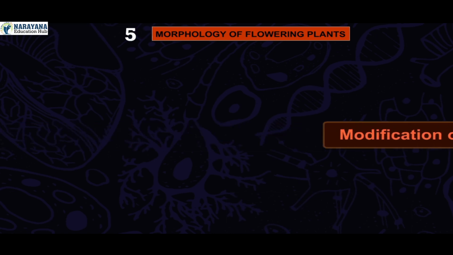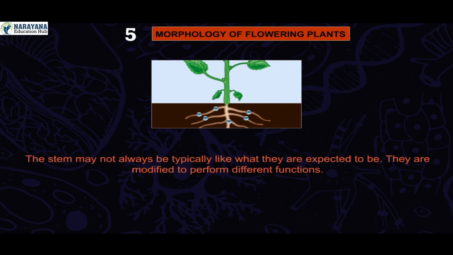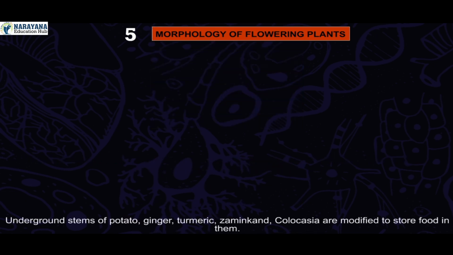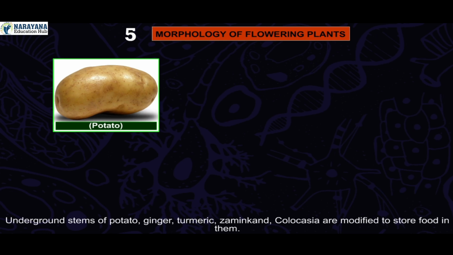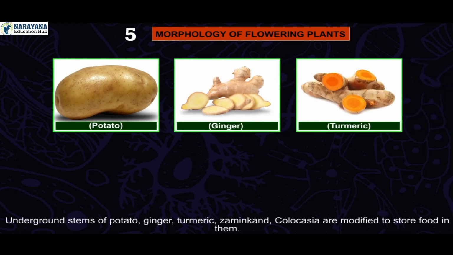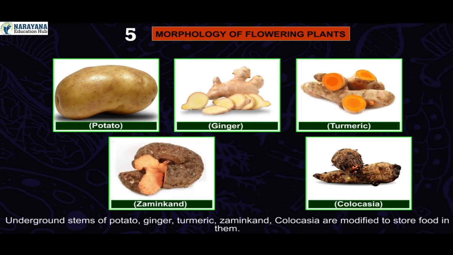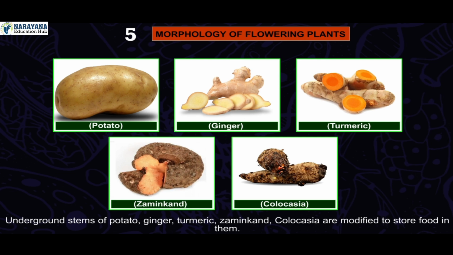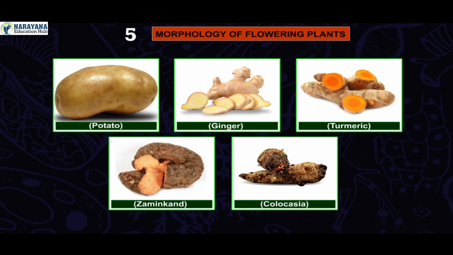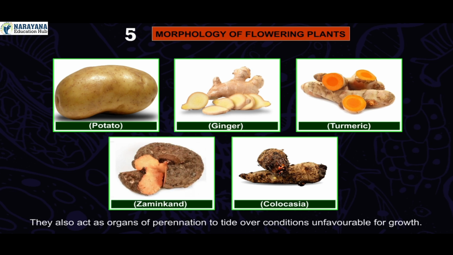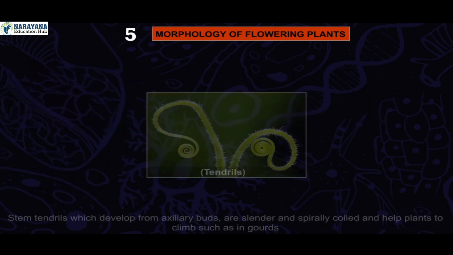Modifications of stem. The stem may not always be typically like what it is expected to be. They are modified to perform different functions. Underground stems of potato, ginger, turmeric, zameenkand, colocasia are modified to store food in them. They also act as organs of perennation to tide over conditions unfavorable for growth.